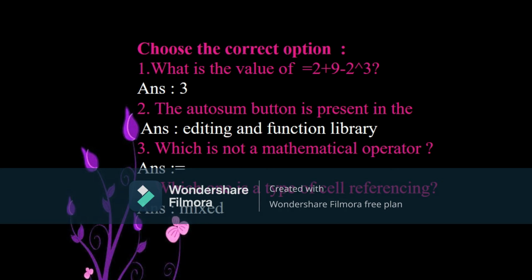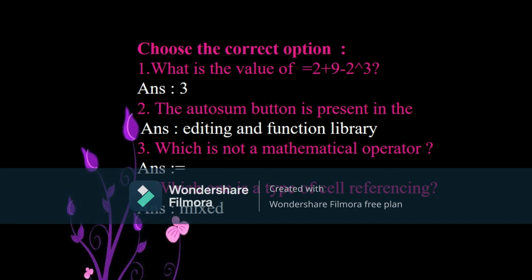Which is not a mathematical operator? Many symbols are there, plus, minus, or whatever it may be. You have to find that equal is not a mathematical operator. In the exam question I will give the options, and from those 4 options you have to choose the correct answer.